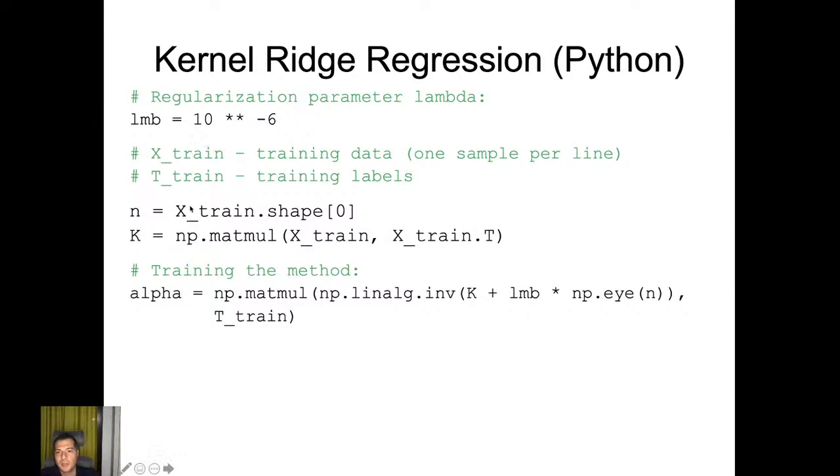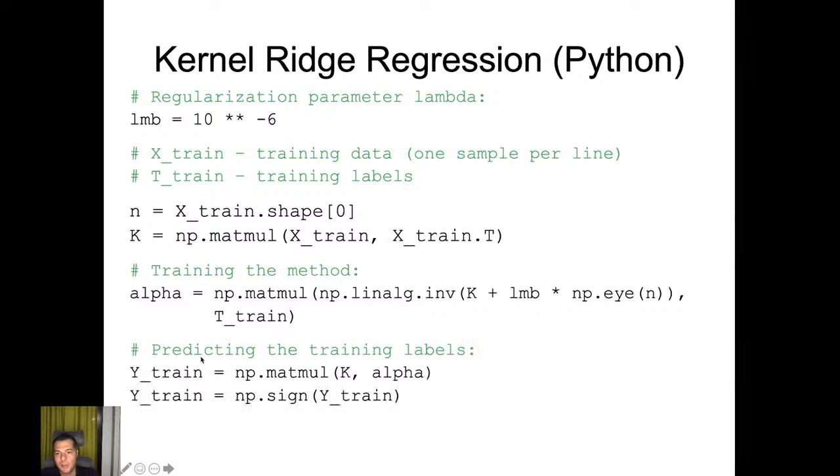Okay, so once again, assuming that we have the data as a matrix X, we can compute the kernel matrix as X times X transpose. And then we can compute the dual weights alpha. So this is the training part. We can see how the model performs on the training data.